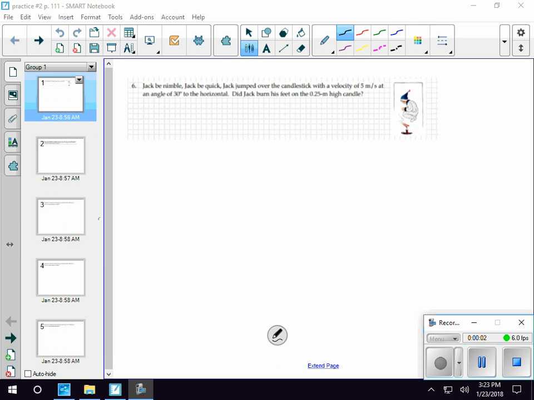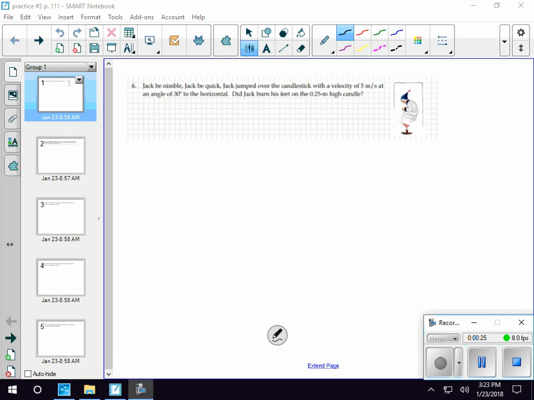Okay, everybody. So this is going to be about practice number 2. And in practice number 2, what we focused on were angles, or projectiles being launched at an angle. So what we're looking at here are the few problems that we did in class, and we're going to go in the order that we did them in class as well. So we started here with Jack be nimble, Jack be quick, this particular question.